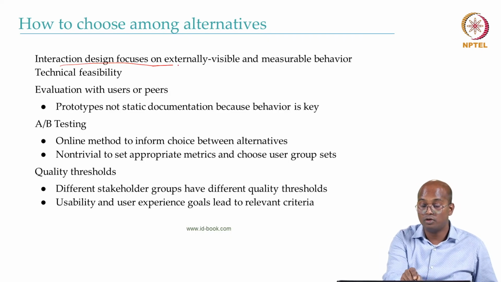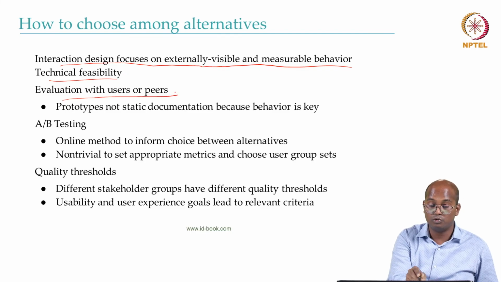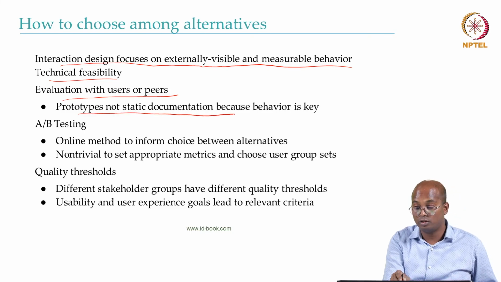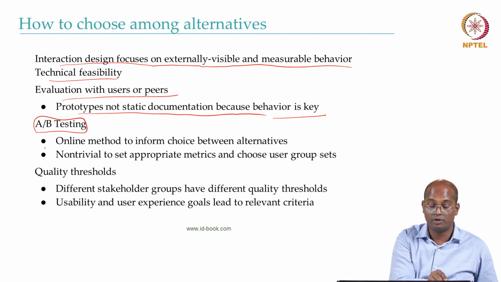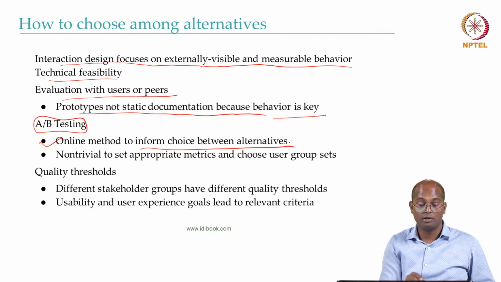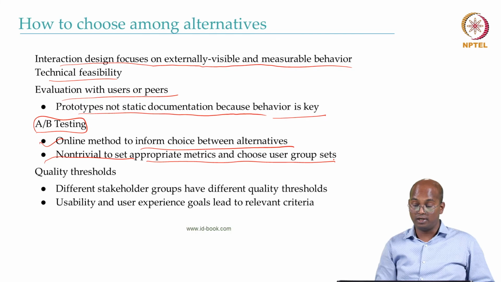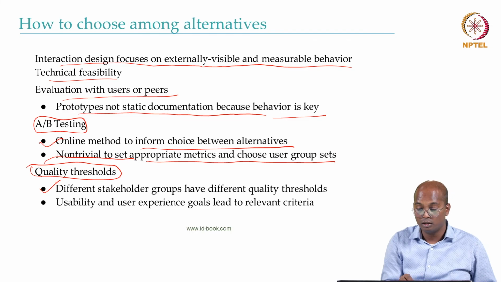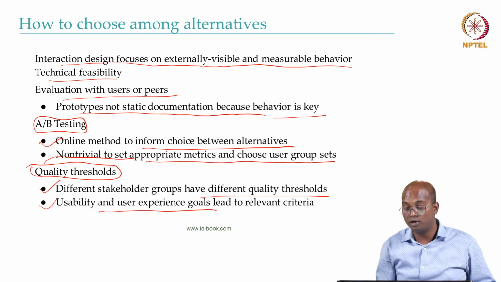And how to choose among those alternatives. Interaction design focuses on externally visible and measurable behavior. So you can look for technical feasibility, and evaluation with the users and peers. So there are several evaluations that you can do. Prototypes are not static documentation, because behavior is the key here. So you can perform A/B testing, an online method to inform choice between alternatives. It is non-trivial to set appropriate metrics and choose user group sets. You can also have some quality thresholds. Different stakeholder groups have different quality thresholds. Usability and user experience goals lead to relevant criteria.